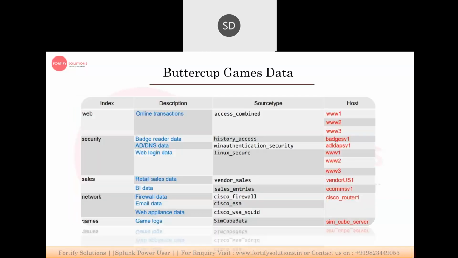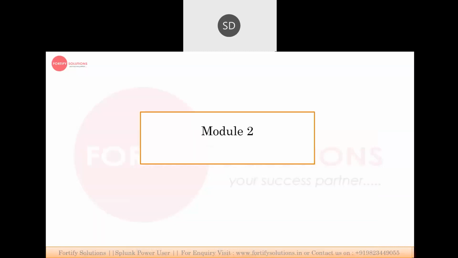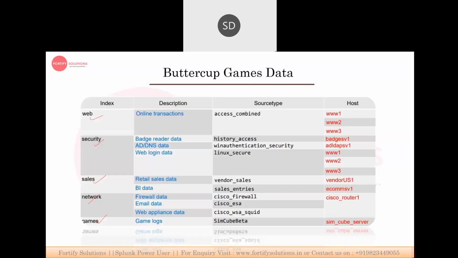So somewhere this is the Buttercup Games data that you have to create. You have to create indexes. I'll show you how to create the indexes. Like we want to create web, security, sales, network, and games. So today we'll create some indexes, and then we will add the data. This data is provided in Splunk itself, so we have to import that data. Okay, then we will start the module, right?